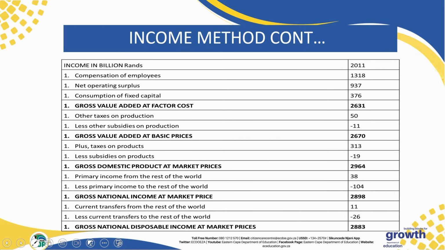Then we also deduct the current transfers to the rest of the world, the grants and donations that are made to a non-permanent resident of South Africa. Then we deduct them. Then from the gross national income, we add the current transfers from the rest of the world, we deduct the current transfers to the rest of the world, then we get the gross national disposable income at market prices. This is the actual amount that is available to be spent by South African households, whether they are working or not working, as long as they are able to earn an income in the economy.